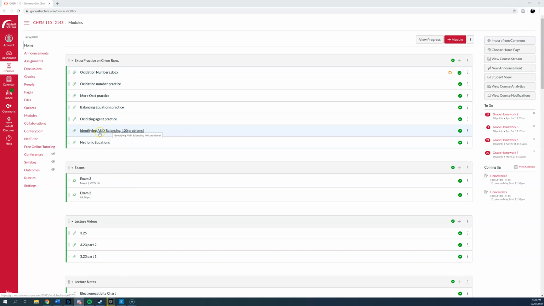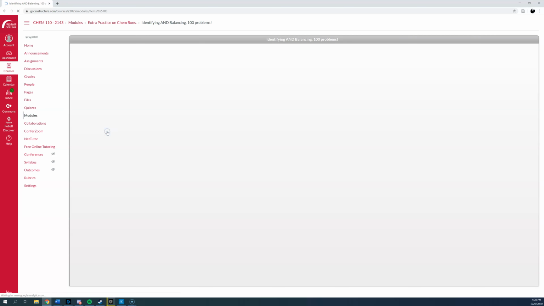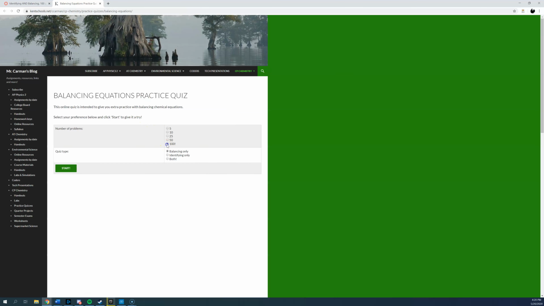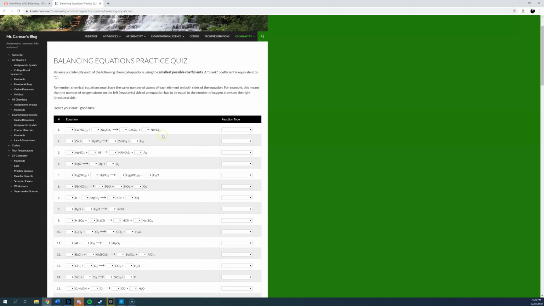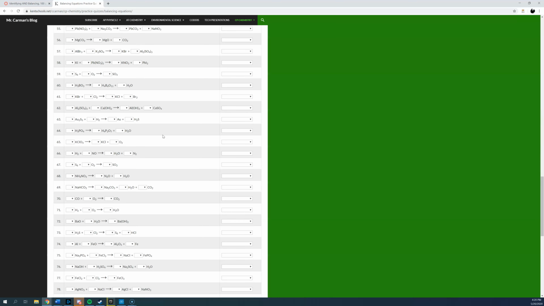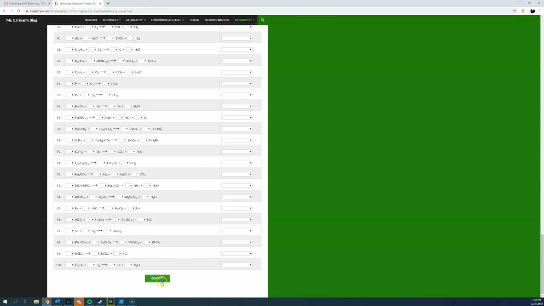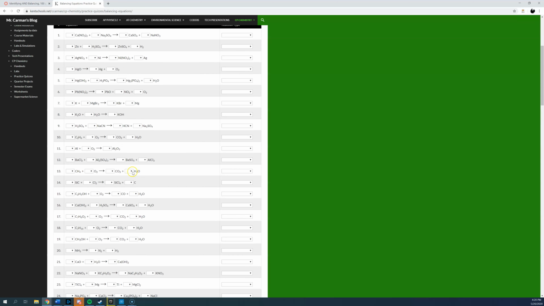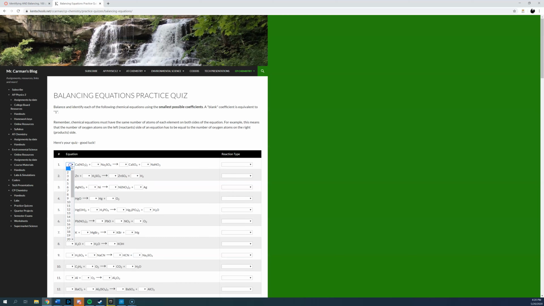This one is going to be very useful for you, this identifying and balancing. There's 100 problems, so you can just keep doing them forever. In this particular one, it's someone else's quiz. Just choose the 100 problems and do both, and it'll give you a bunch of stuff to deal with. Then you can do the graded one and it'll correct you and you can see what you've gotten.